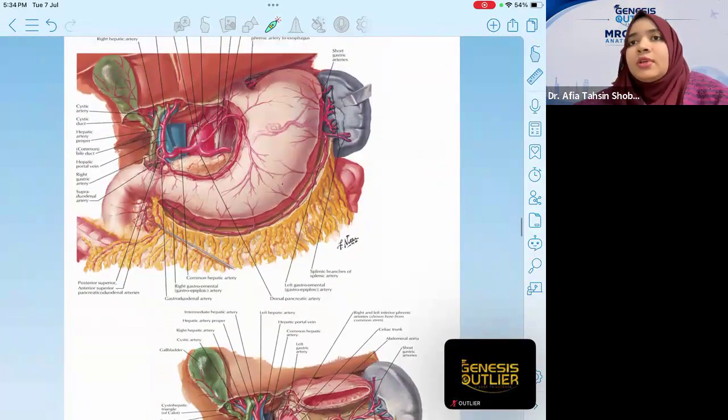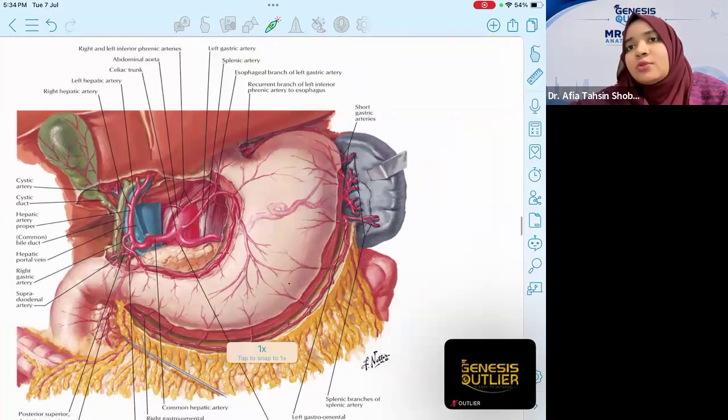Then see this image, it is also a beautiful image. This is celiac trunk, this is left gastric artery, this is splenic artery, and this is common hepatic artery. I am telling again and again, common hepatic artery, not hepatic artery proper.